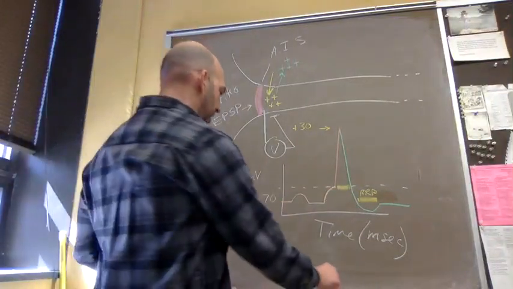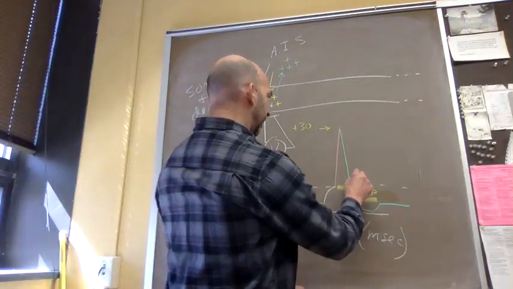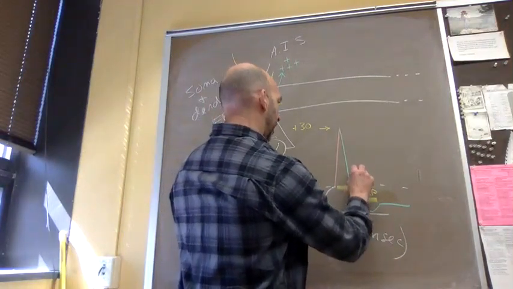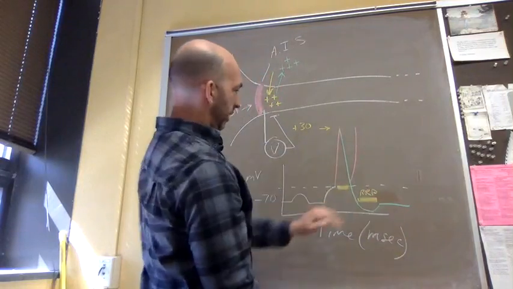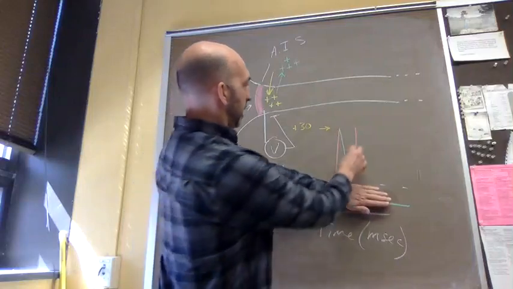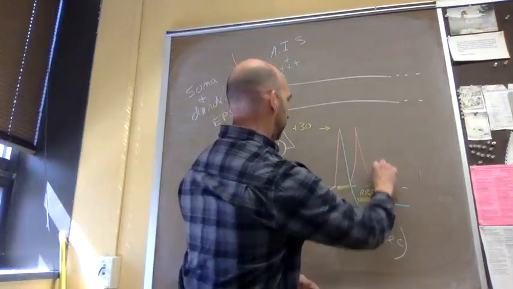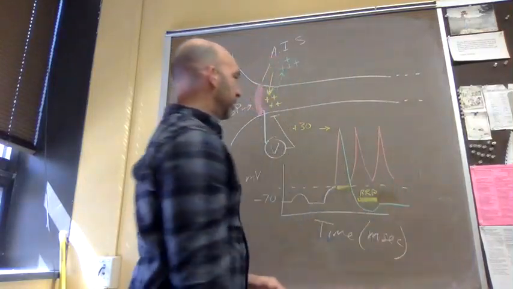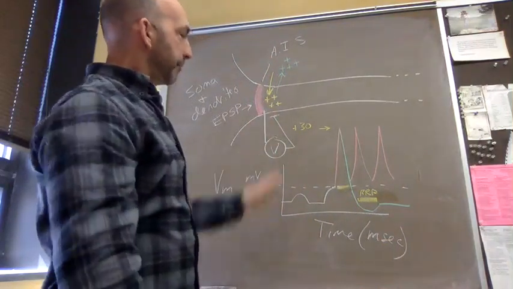It means that we cannot reach threshold and get another action potential until right about here, right? If our stimulus was still there, our EPSP was still large, you wouldn't see this, and we would spike again, and we could just sort of continue that pattern. Again, measuring this at one spot, right?